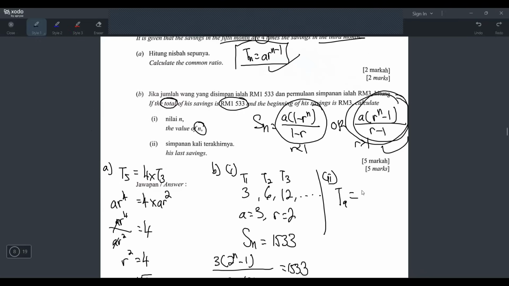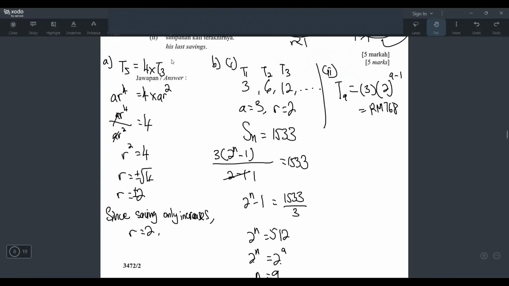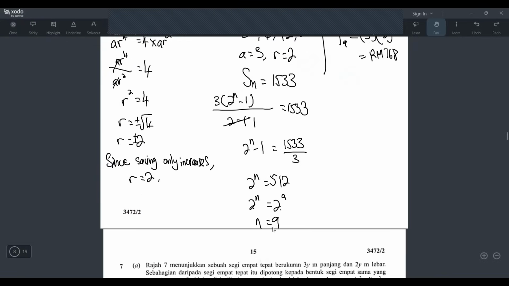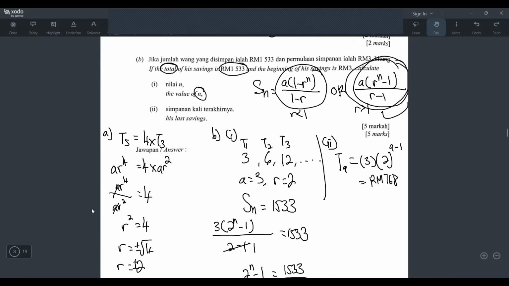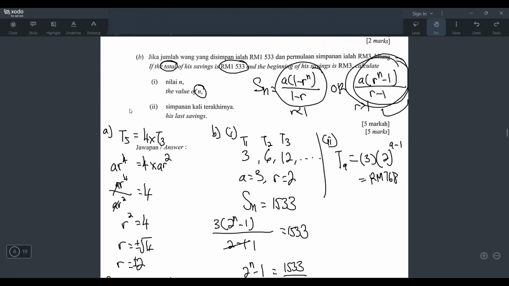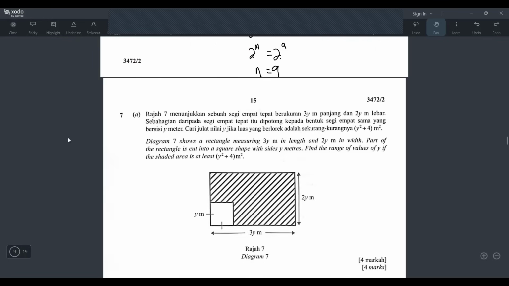So it will be A, which is 3, R, which is 2, power n minus 1, which is 9 minus 1. Okay, 9 minus 1 is 8. So 2 power 8 times 3. Use calculator. 3 times 2 power 8. Okay, my calculator gives me 768. But write RM because this one is savings. Okay, I think I forgot to write RM here also, right? Oh, actually, no need. This one is n, right? n no need to write RM because n is the position. Position, we don't write unit. Okay, so that's all.